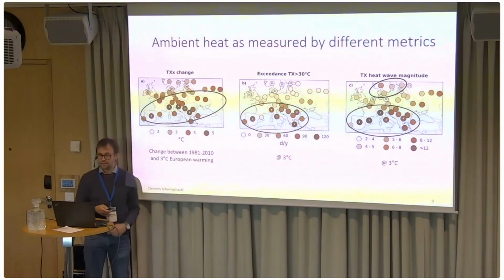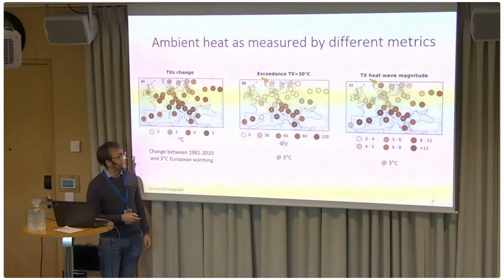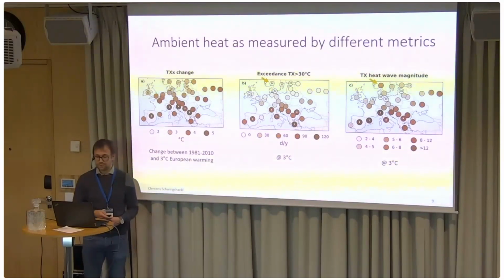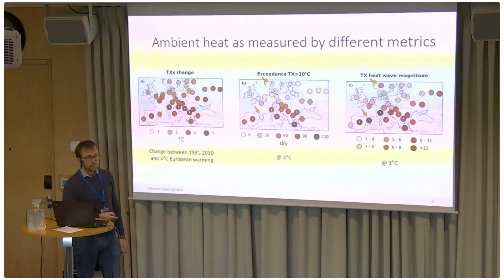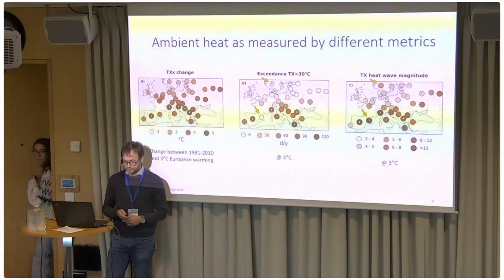And the crucial point here is, if you compare single cities, for example, as I just said, Oslo, you see that the results can be very different depending on the indicator you choose. So for the exceedance of 30 degrees, Oslo is among the cities with the lowest increase, while it has a substantial increase for the heat wave magnitude index. And it's even more pronounced for Barcelona, which ranks number 1 in terms of heat wave magnitude index, but has very few exceedances of 30 degrees Celsius.